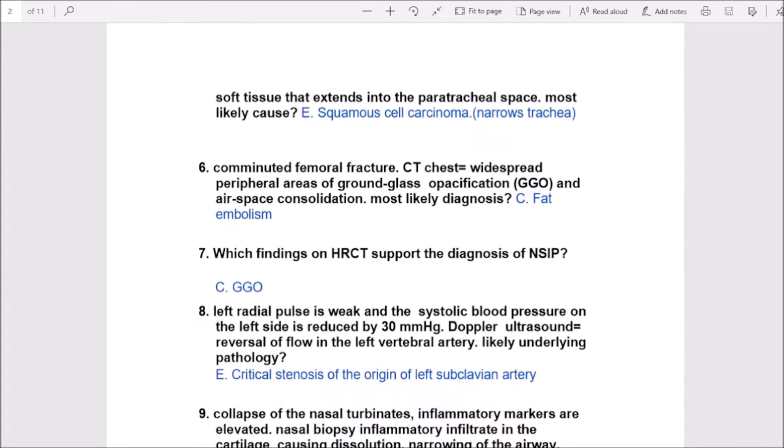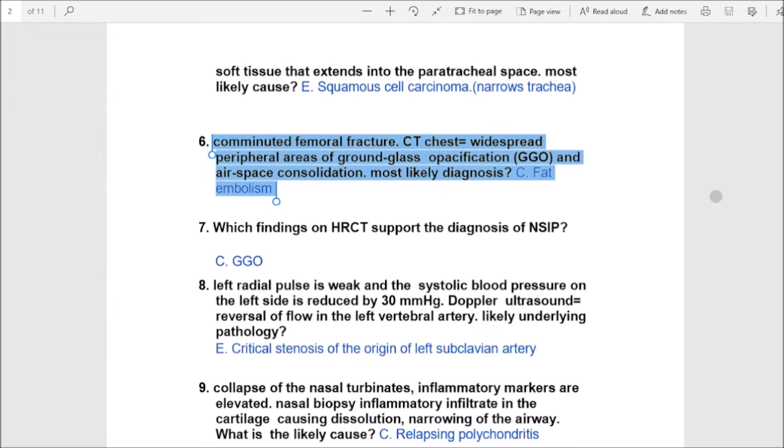Number 6, comminuted femoral fracture. CT chest shows widespread peripheral areas of ground glass opacification and air space consolidation, most likely diagnosis fat embolism. After a femoral fracture, usually the patient gets fat embolism.